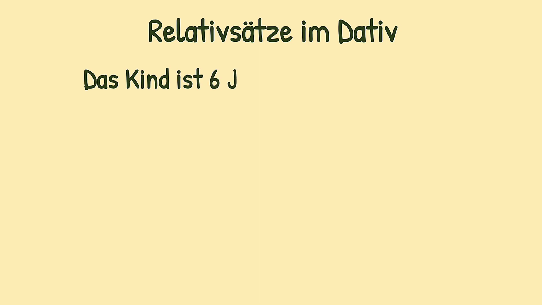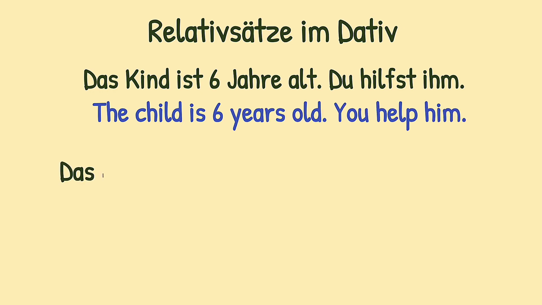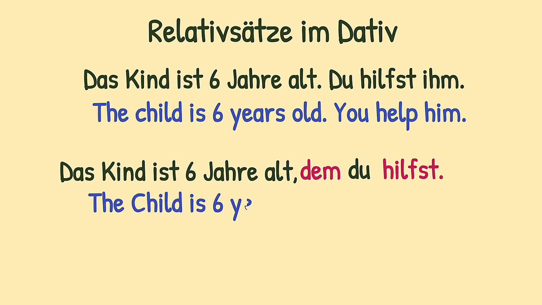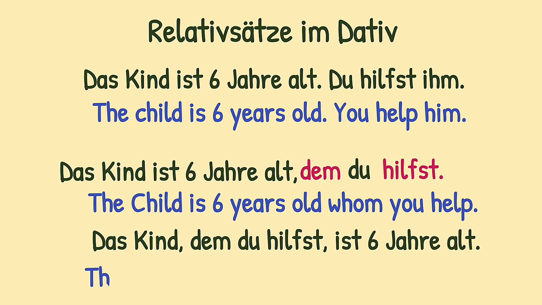Let's see some relative sentences in dative. Das Kind ist 6 Jahre alt. Du hilfst ihm. The child is 6 years old. You help him. So das Kind ist 6 Jahre alt, dem du hilfst. The child is 6 years old, whom you help. Or you can say, das Kind, dem du hilfst, ist 6 Jahre alt.